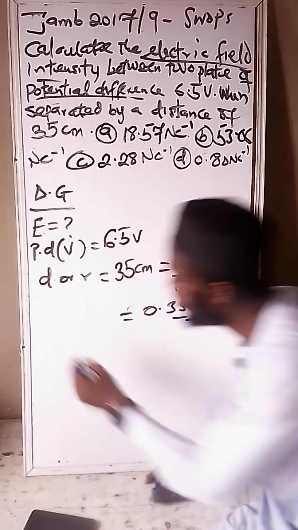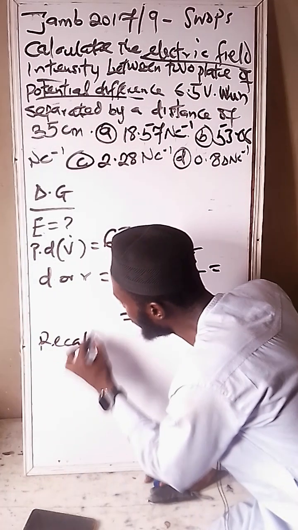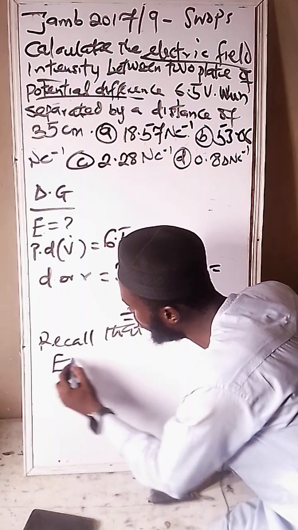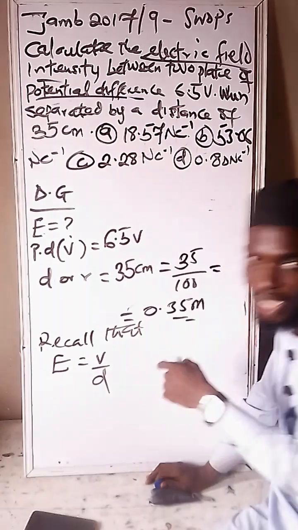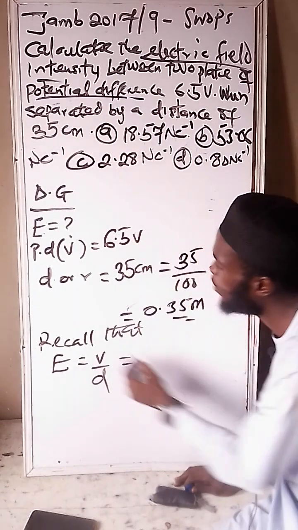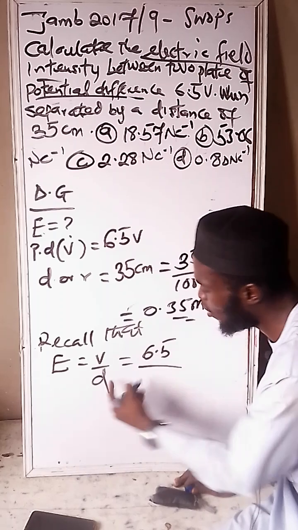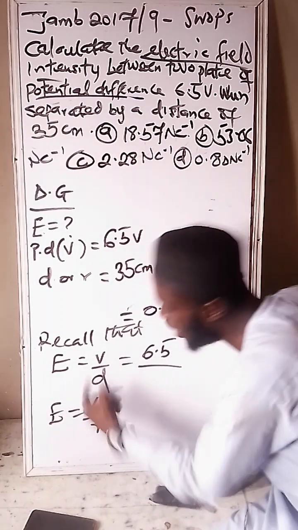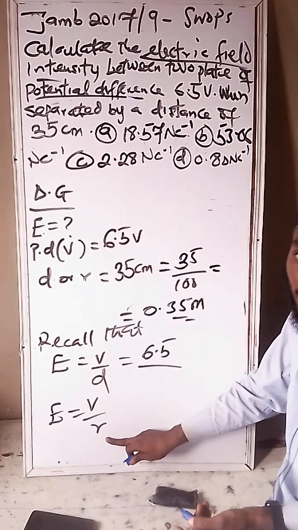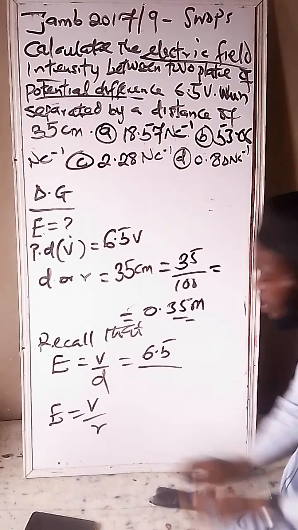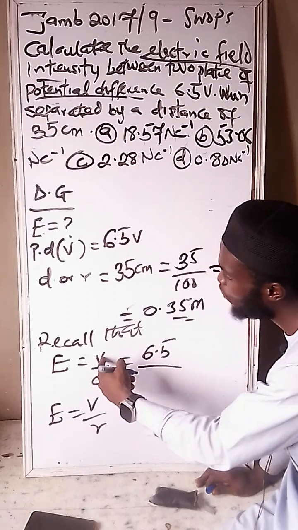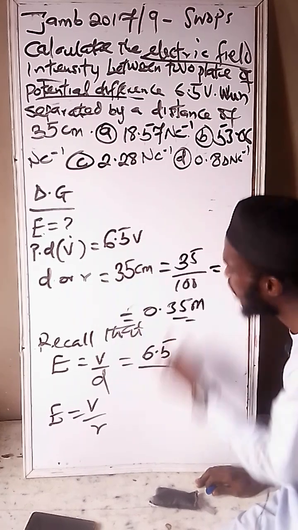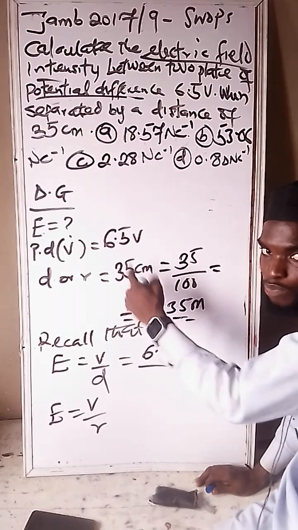Recall that one of the formulas for calculating electric field intensity is E equals V over D. Wherever I'm seeing V, I put 6.5, divided by D. I told you that E can also be V over R. These formulas are the same thing. D can be interchanged with R. Wherever I'm seeing V, I'll substitute the value, which is 6.5. What is our R? This is what you are going to use, not this. Please do not make that mistake.